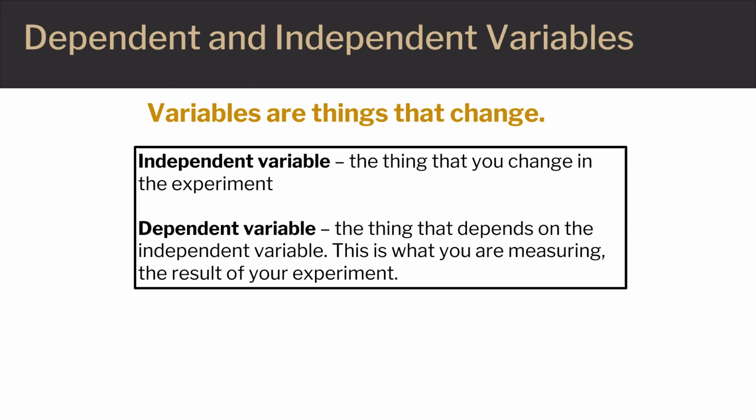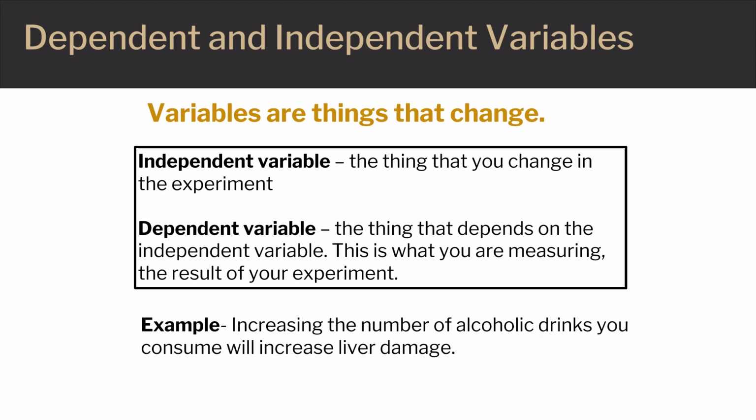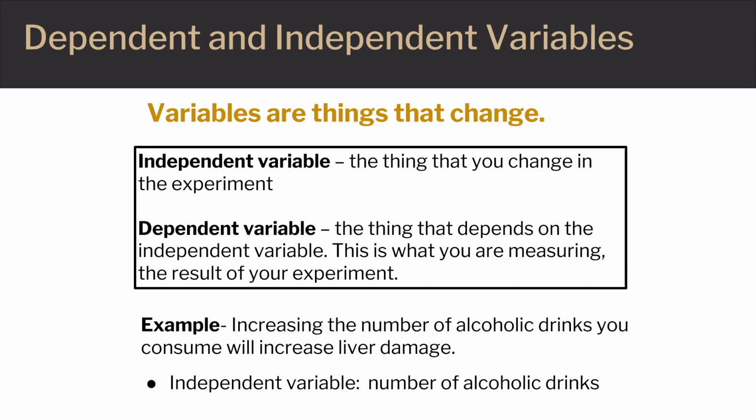One important thing to keep in mind is that we only change one thing at a time. Otherwise, we won't know what causes the change or response. For example, if we were to say the following, increasing the number of alcoholic drinks you consume will increase the risk of liver damage. The independent variable would be the number of alcoholic drinks, and the dependent variable would be the level of liver damage. We can control the amount of alcohol, and the damage to the liver will depend on that.